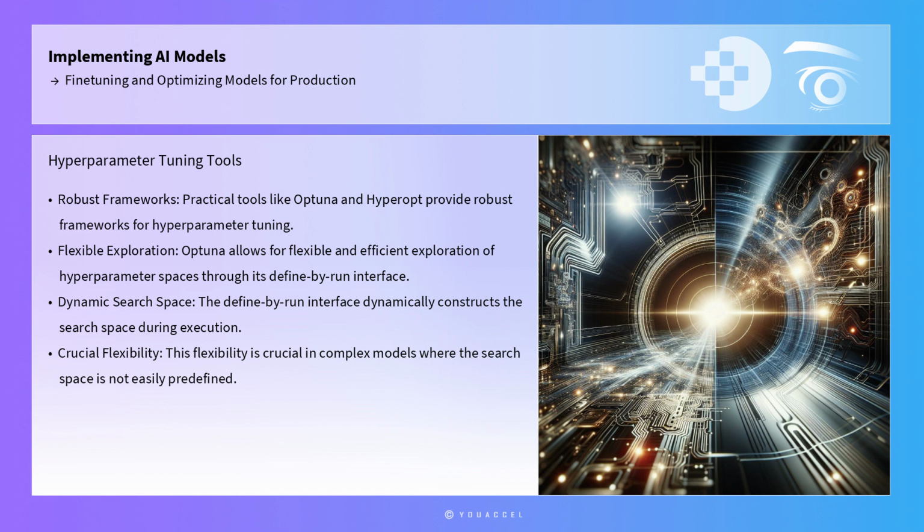Practical tools like Optuna and HyperOpt provide robust frameworks for hyperparameter tuning. Optuna, in particular, allows for flexible and efficient exploration of hyperparameter spaces through its define-by-run interface, which dynamically constructs the search space during execution. This flexibility is crucial in complex models where the search space is not easily predefined.